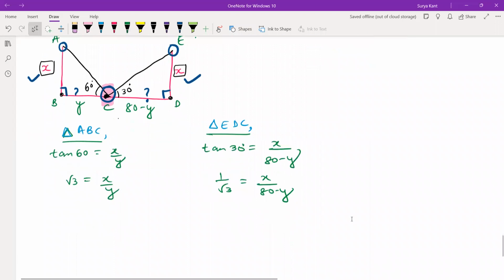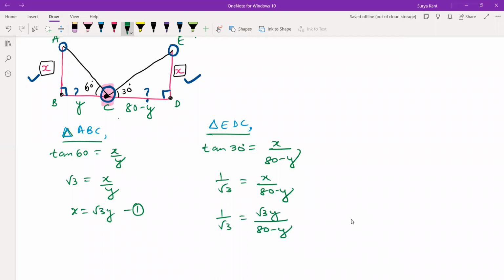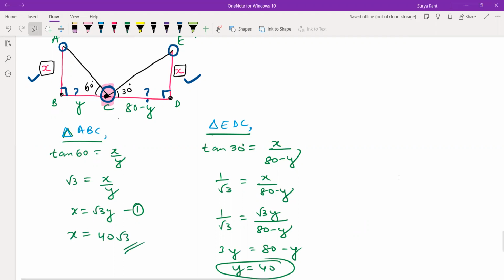So from the first, we'll get x equals √3y, equation number 1. In place of x, we'll put √3y. Then 1 by √3 equals √3y divided by 80 minus y. So 3y equals 80 minus y. So you'll get y equals 40, right? So x equals 40√3. Over, answer came.